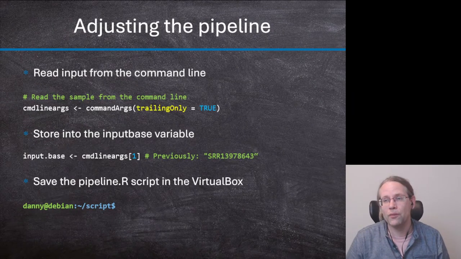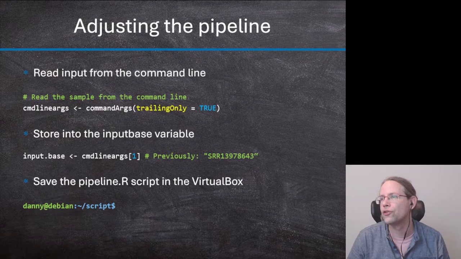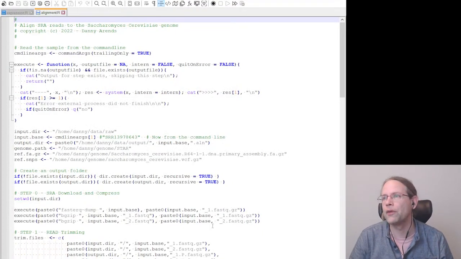All right, so the changes that I made to the pipeline are very basic. I don't know if you guys remember the pipeline that we had. Let me pull it up. So just open up the old pipeline, which is called alignment.r. Let me switch to Notepad. So here we see the old pipeline. I made two changes.